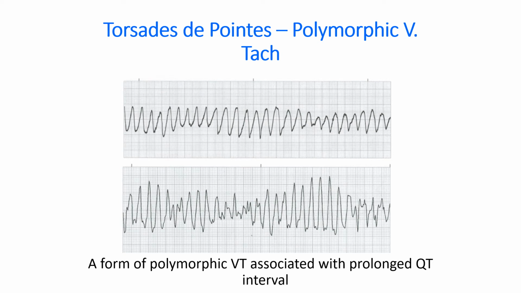So patients that present with low magnesium or prolonged QTs, like your alcoholics, can also easily go into Torsades. And sometimes you have patients who have congenital long QT syndrome that can also go into Torsades.